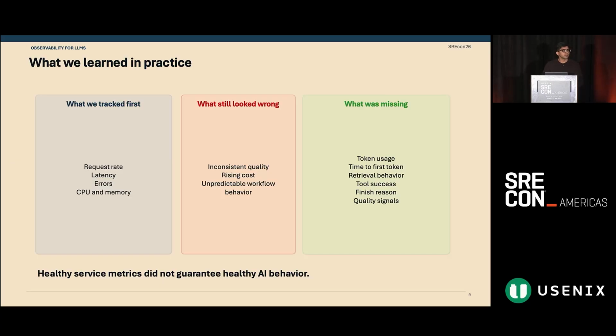The service health usually looked healthy. However, user experience told a different story. And we observed that there was inconsistent quality, unexpected costs, and unpredictable workflow behavior. And we quickly realized that we were missing key metrics such as token usage, time to first token, retrieval behavior, tool success rate, finish reason, and quality signals.